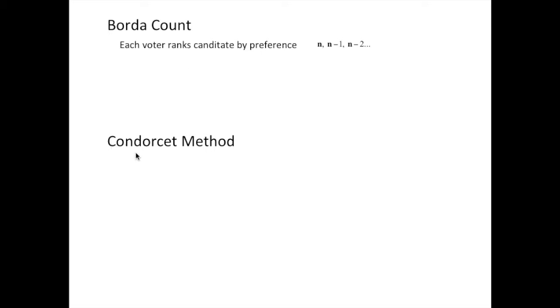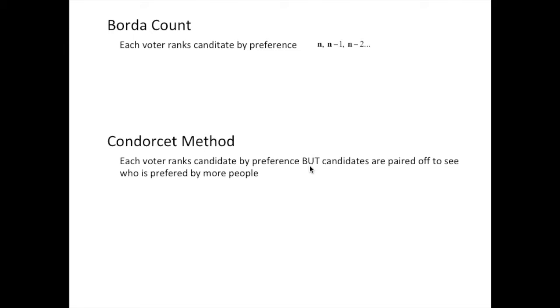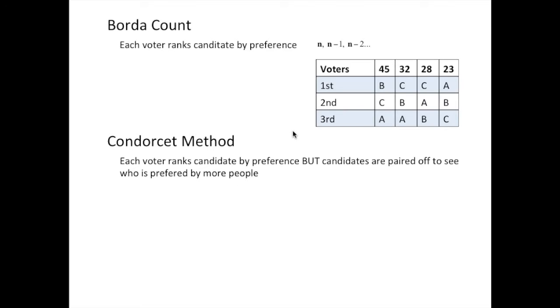And then there's another method called the Condorcet method. Each voter ranks the candidates by preference. They're doing the same thing, ranking by preference, but candidates are then paired off to see who is preferred by more people. Let's make an example.